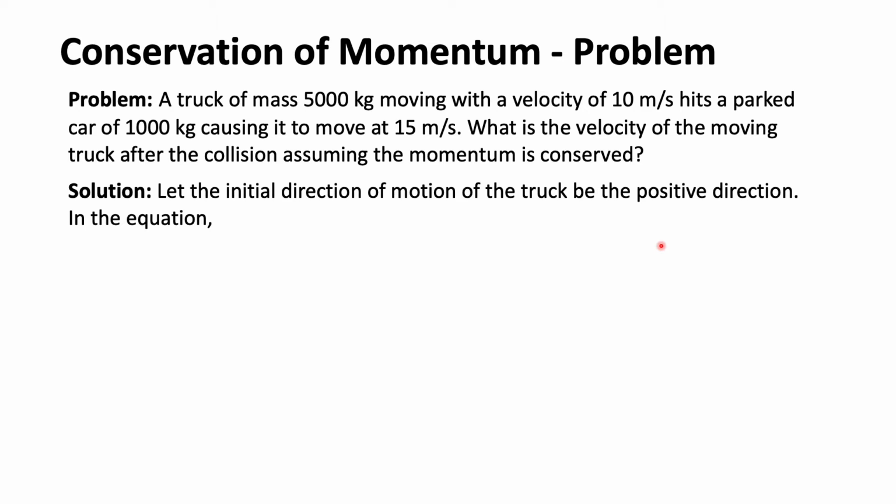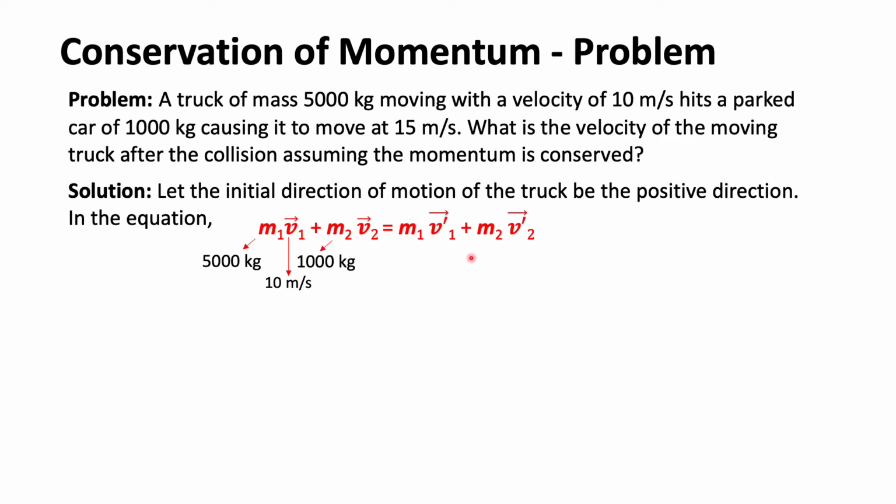When you start the problem, apply the conservation of momentum equation, that is m1 v1 plus m2 v2 is equal to m1 v1 prime plus m2 v2 prime, where the initial mass is 5,000 kilograms for the truck and its initial velocity is 10 meters per second, and the mass of the car is 1,000 kilograms, whereas its velocity is 0. Why? Because it's parked. So we need to find the final velocity of the truck, which is v1 prime, given the final velocity of the car is 15 meters per second. That's the velocity that's given in the problem.